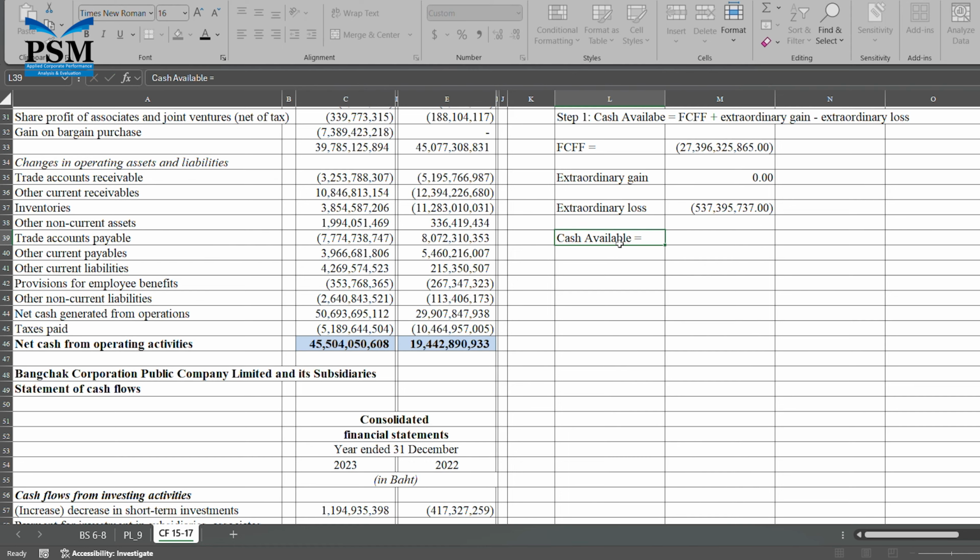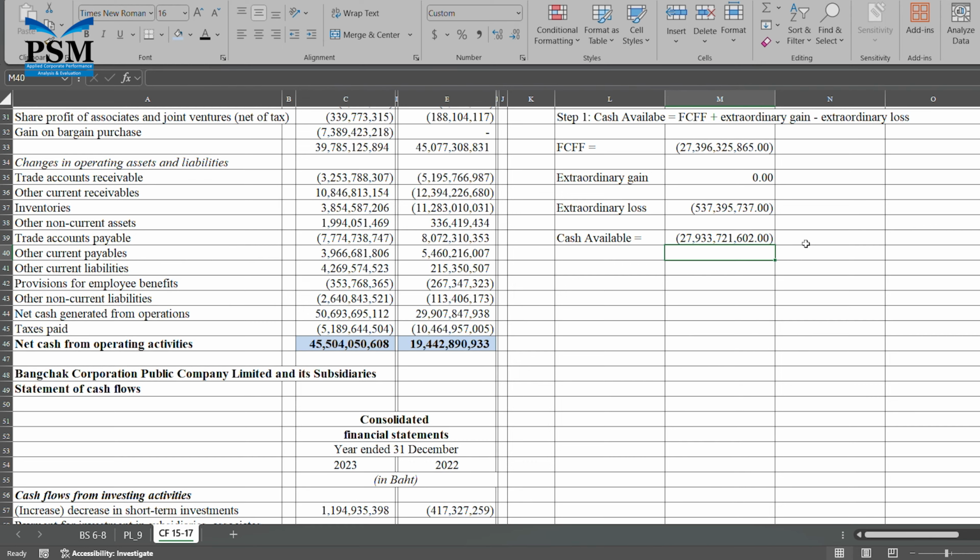Now we can compute the cash available equals FCFF plus, I'm using the plus sign because the number is already negative. Negative plus negative will give us the total loss or total number. The computer will add, so we have 27,933 billion cash deficit, not available.